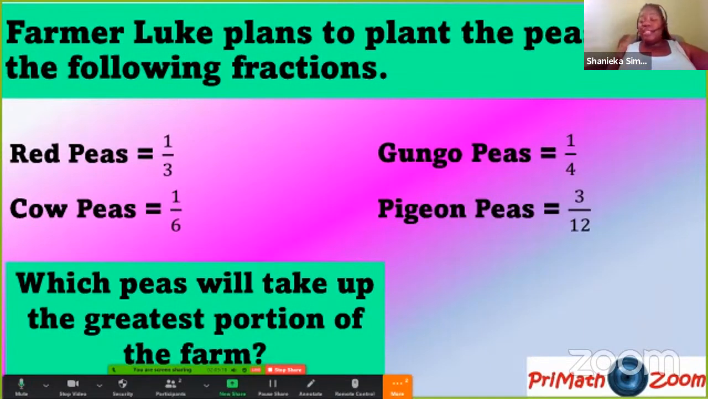Because the red peas is going to take up a third of the farm, the cowpea is going to take up a sixth of the farm, gungo pea is going to take up a quarter, and the pigeon peas will be taking up 3/12 of the farm. What do you notice about these fractions so far? Remember, you can type your responses in the chat as well.